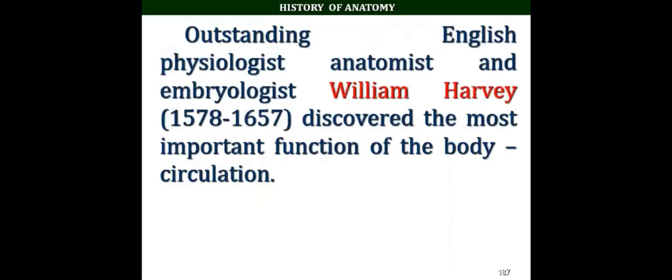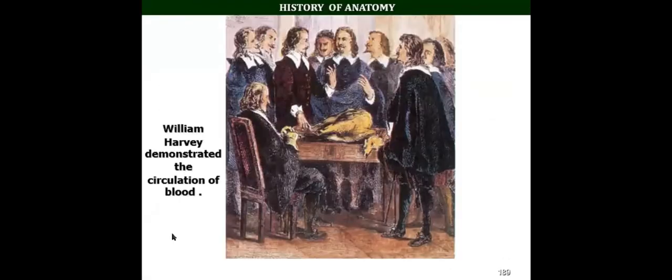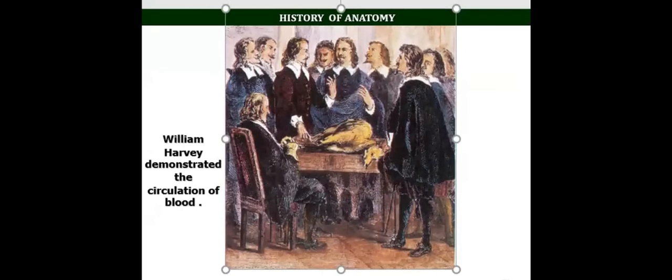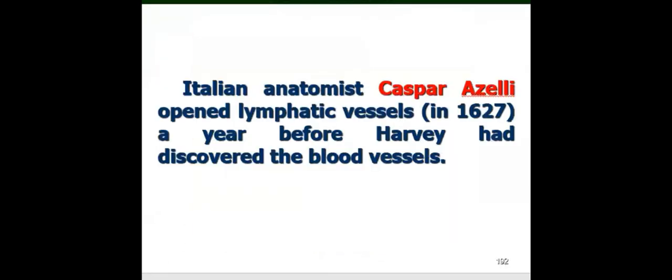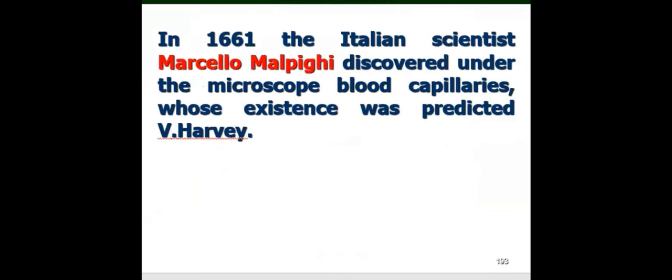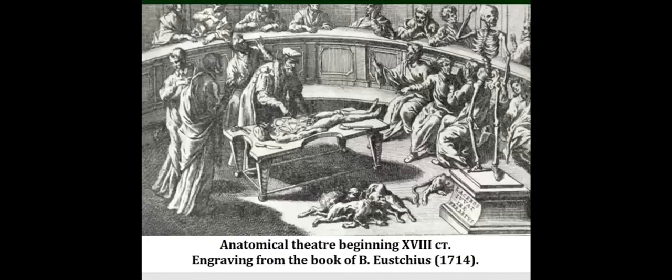William Harvey discovered the most important function of the human body, its circulation. And here is a picture showing the opening of some anatomical structure. For example, William Harvey demonstrated the circulation of the blood. Next, Caspar Aselli discovered lymphatic vessels in 1627. Marcello Malpighi next discovered microscopic blood capillaries. It's Marcello Malpighi.